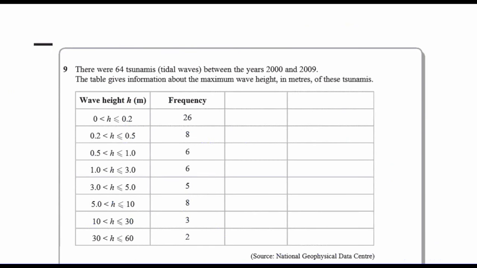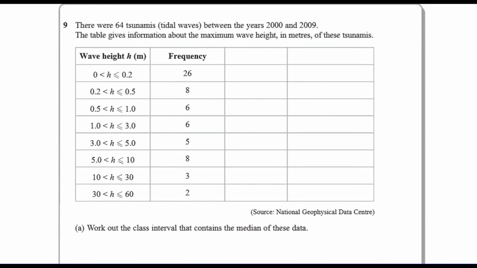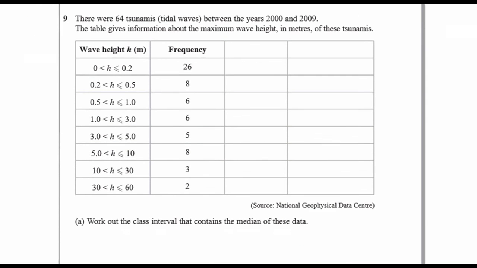Moving on to question 9. There were 64 tsunamis, and it tells you what they are. They are tidal waves between the years 2000 and 2009. The table gives information about the maximum wave height in meters of these tsunamis, and it tells you how many you had. So let me just show you a quick example.